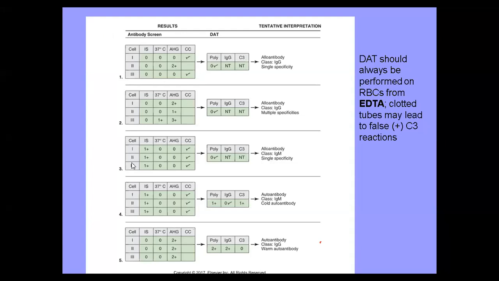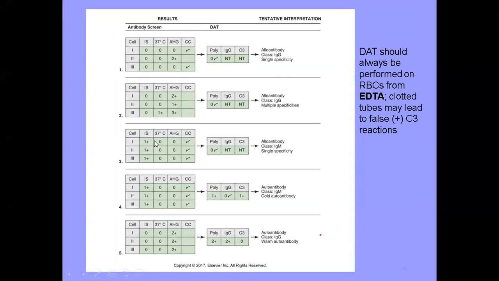So let's move on to example 3. This example is a little bit different than the first two because when we look at it, we can see that we have 1+ reactions with all three screening cells showing up in immediate spin. We also see that by the time we get to 37 degrees, all of the reactions are gone. They're now negative and remain negative at AHG, so check cells were done.